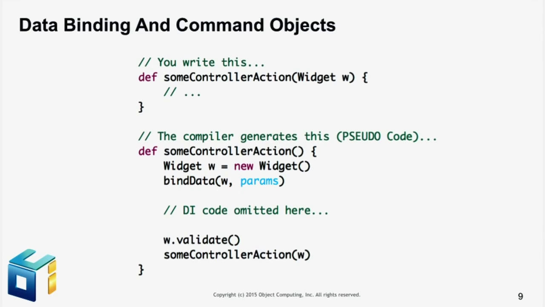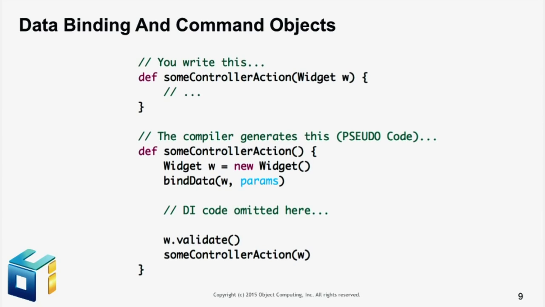What the generated method does is the compiler recognizes that you've defined a controller action that accepts a widget as an argument. So we know we need to pass a widget into your controller action as an argument. We create an instance of the widget class and subject it to data binding, so the request parameters will be bound to that widget instance. Then the widget is subjected to dependency injection. If there are Spring beans that need to make their way into that widget, that'll happen. As the comment says, that code's omitted here, but that does happen.